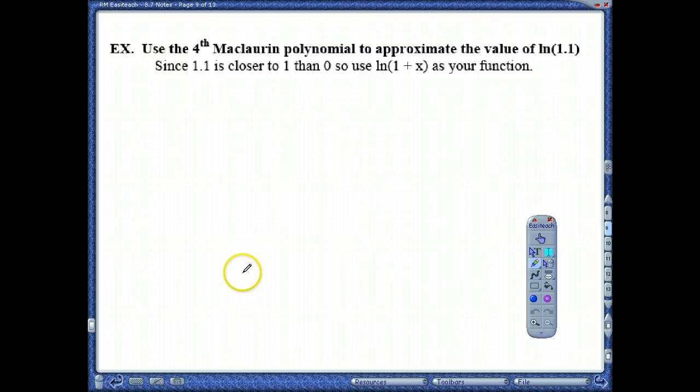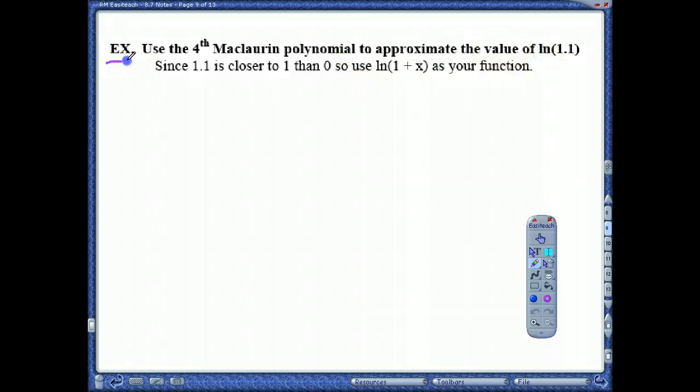Welcome to section 8.7, day 2. We've already learned how to create a Taylor polynomial, a Maclaurin polynomial. Now we're going to talk about when we can use that created polynomial to approximate a value.